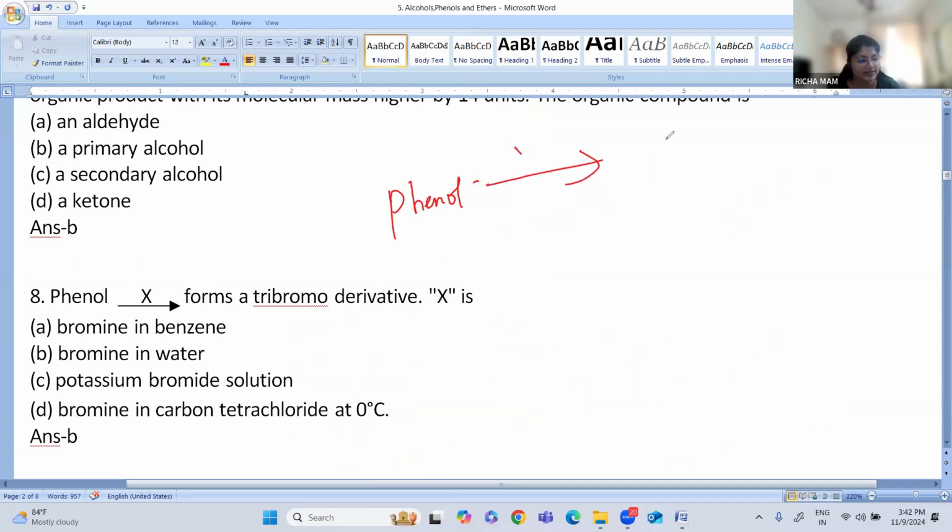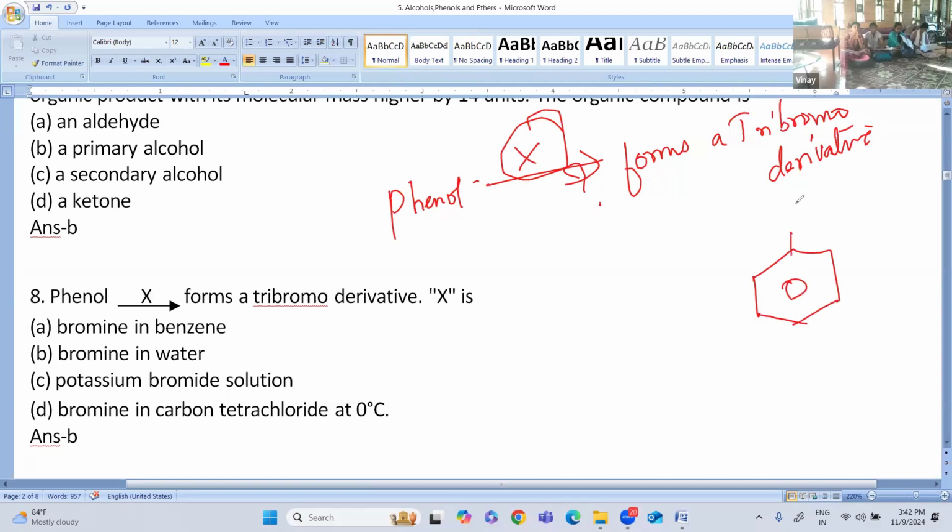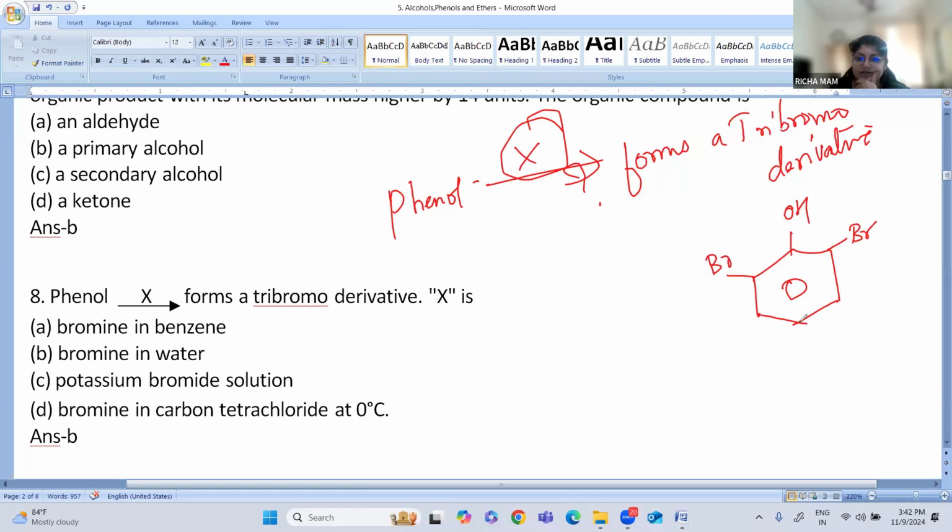In the presence of X, it forms a tribromo derivative. They have asked what this X is. Tribromo derivative means like this. Phenol. Tribromo means like this.